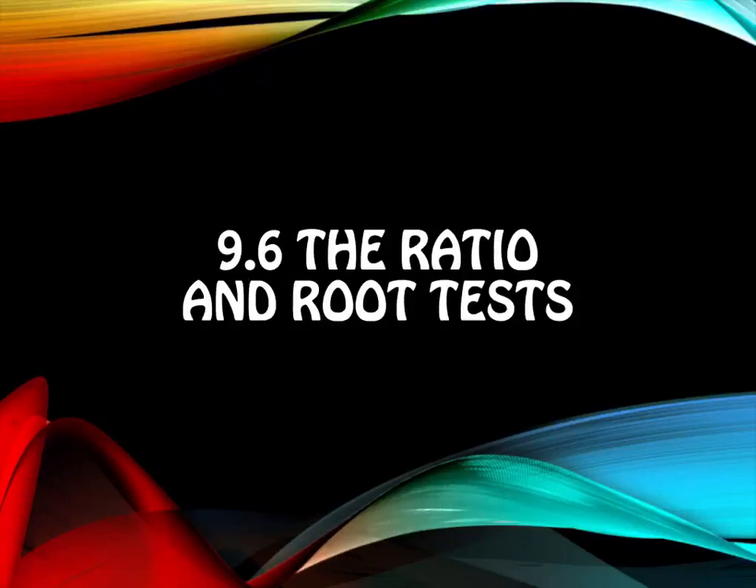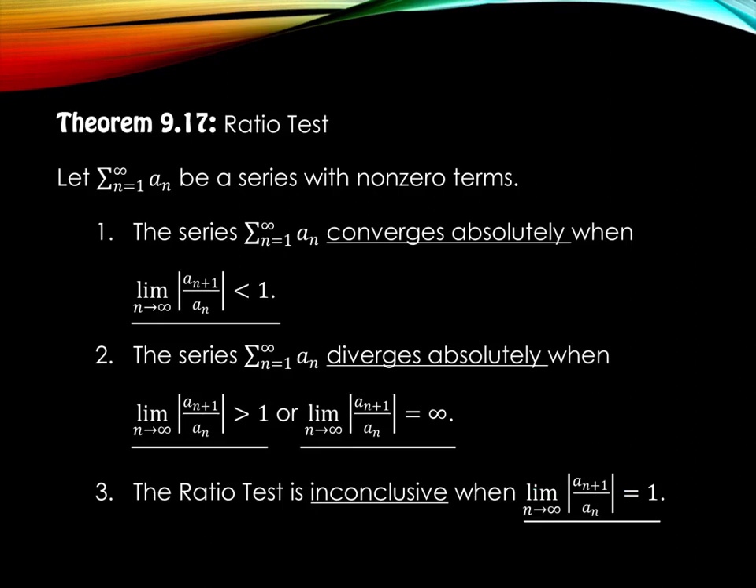Section 9.6, today we're going to be taking a look at our last two tests for convergence. These are the ratio test and the root test. There are some similarities between them that sometimes make it difficult to decide which one is the better choice on a particular series, but there are also some differences that help us out too. As we take a look, we'll start with the ratio test.